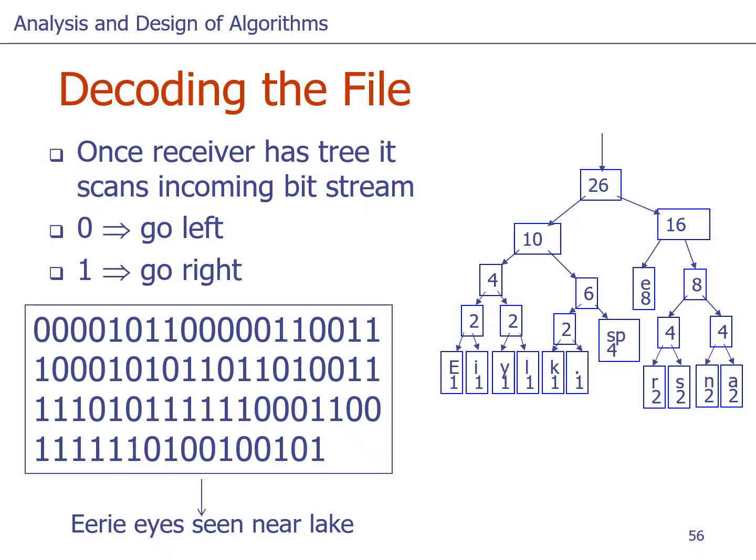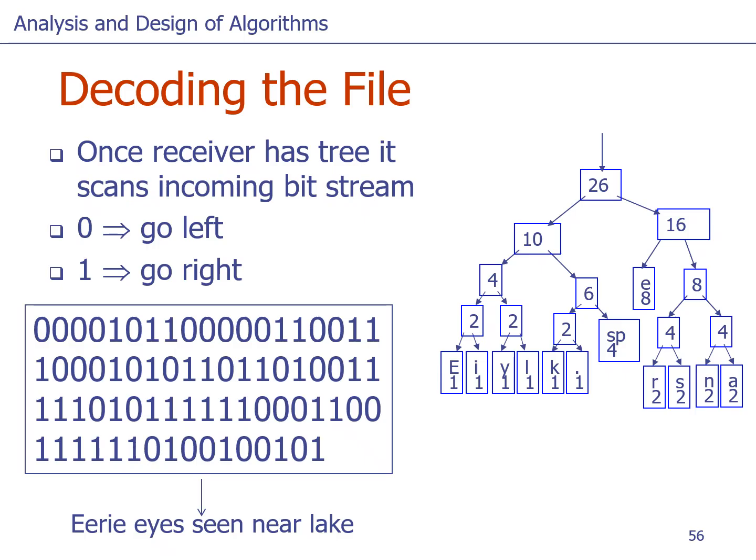The question is, how do I reconstruct? Okay, now you get this 73 bits. How do you actually go about getting back the original message, which is "Eerie Eyes Seen Near Lake"? Now, obviously, you need the tree, because you cannot decode these bits without the tree that was used to generate them. Okay. Now, with the tree, it's straightforward. What you're going to do is put a pointer at the root level, and then you start scanning 1 bit at a time, going left or right until you hit a leaf.